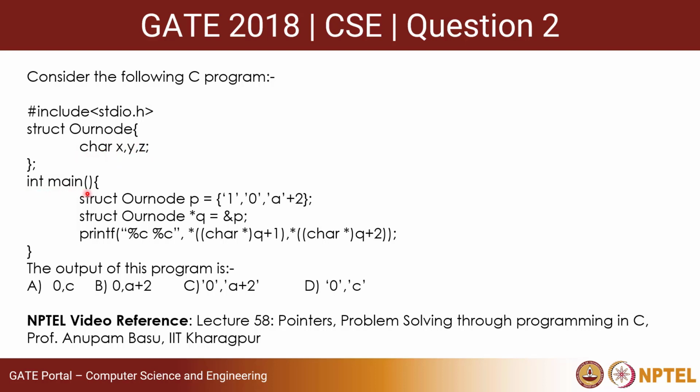Then inside the main function, we declare a variable p of type struct our node and initialize the corresponding fields to 1, 0, and a plus 2. Then we declare a pointer q of the type struct our node star, which points to p, or it holds the address of p, and then we are printing something. The question says that the output of this program is, you have given 4 options.